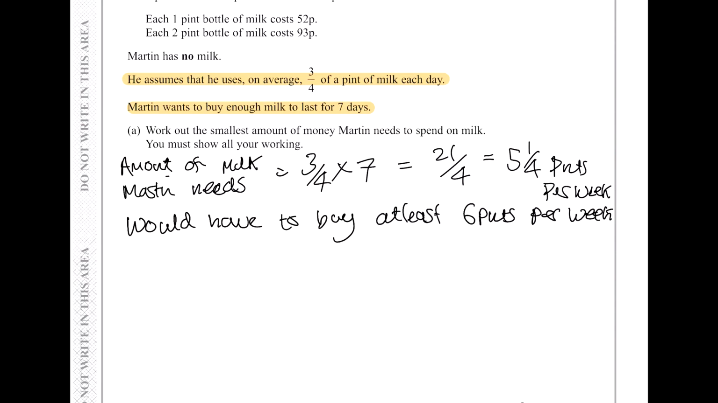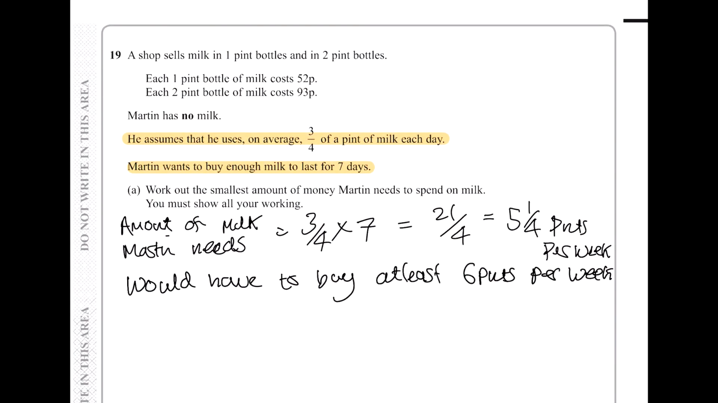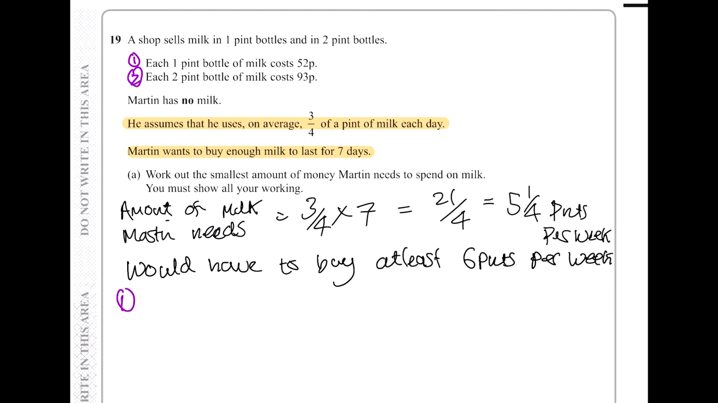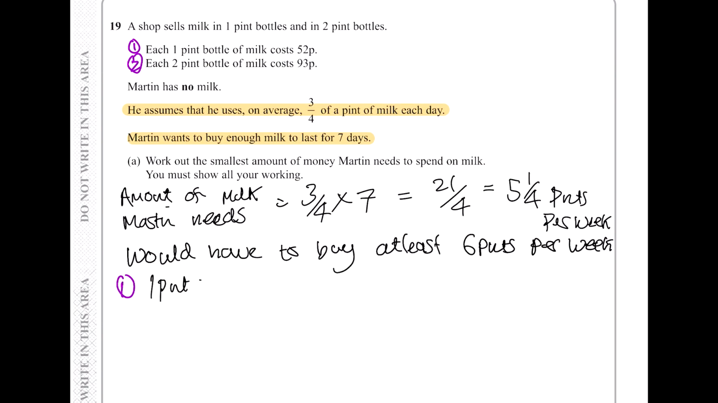So if he needs at least 6 pints, now using the information here, we can calculate which one gives us the cheapest value for 6 pints. So I will label this one 1, this one 2. So via method 1, what we can do is calculate the cost. So 1 pint equals 52p. And what that means is that 6 pints would just be 6 times 52. So 6 times 50 is 300, and then 6 times 2 is 12, so it would be 312 pennies.